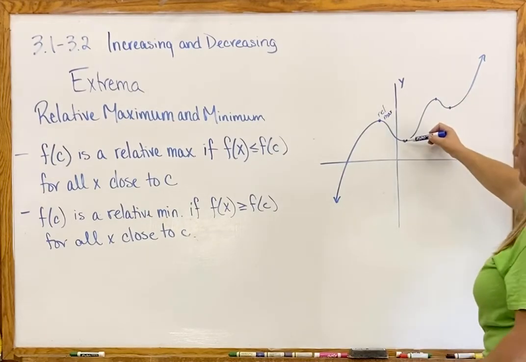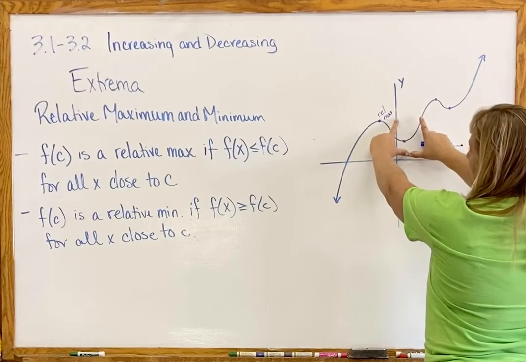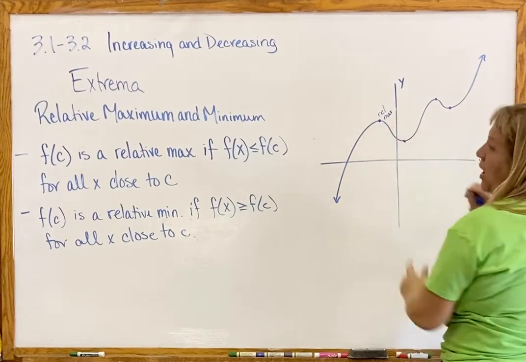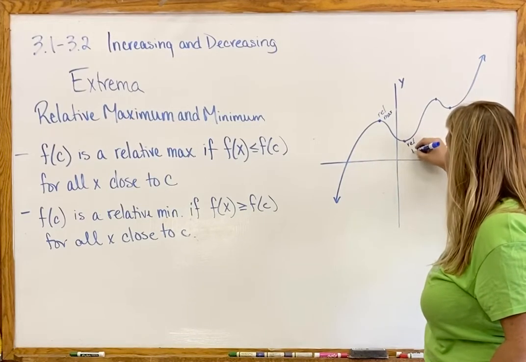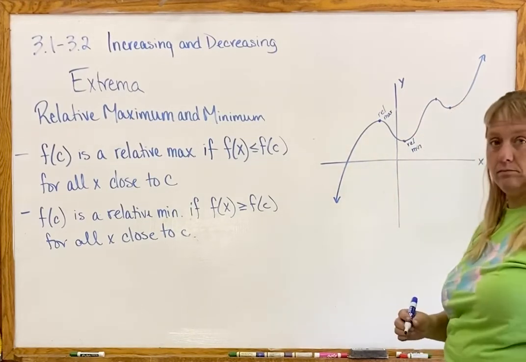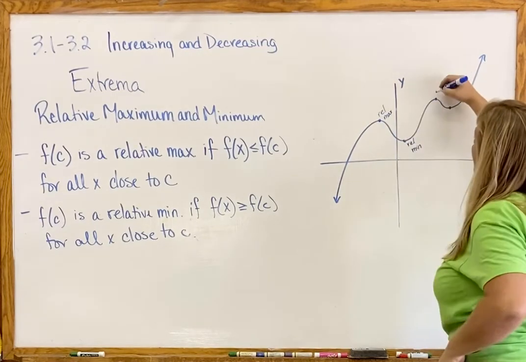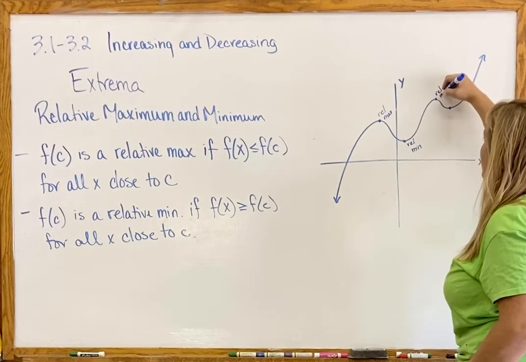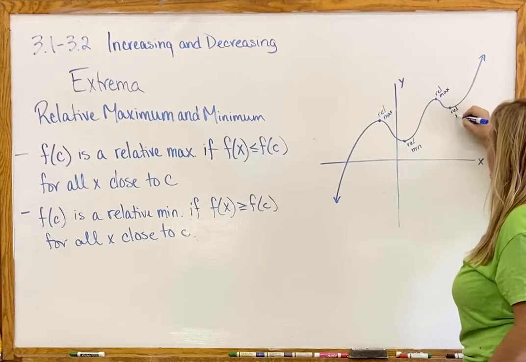Now what would this guy be? As you zoom in on just the values around it, it is the smallest value compared to the guys around it. So this one would be a relative minimum. Then up here, now we're going to have to zoom in even tighter, but here we have another relative max. And now here we have another relative minimum.